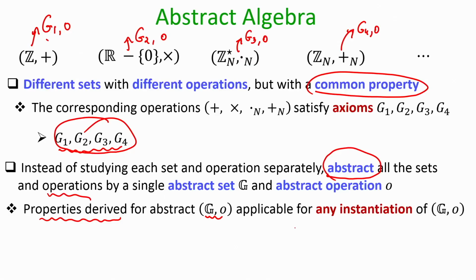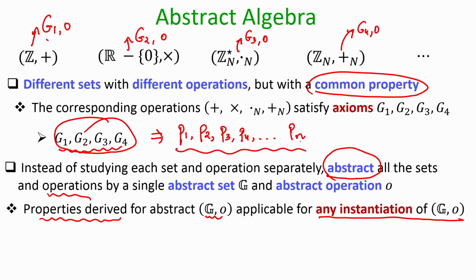We will derive whatever interesting properties we can for the abstract set and the abstract operation. And now I can say that whatever properties I have derived for the abstract G and the abstract O hold for any instantiation of the abstract G and O. So, assuming that the properties G1, G2, G3, G4 are satisfied for the abstract G and O, and based on these properties I derive several interesting properties, say P1, P2, P3, P4, P5 and so on, Pn, then I can say that all these properties hold for this instantiation of the group, that instantiation, or any instantiation of the group that you can think of.